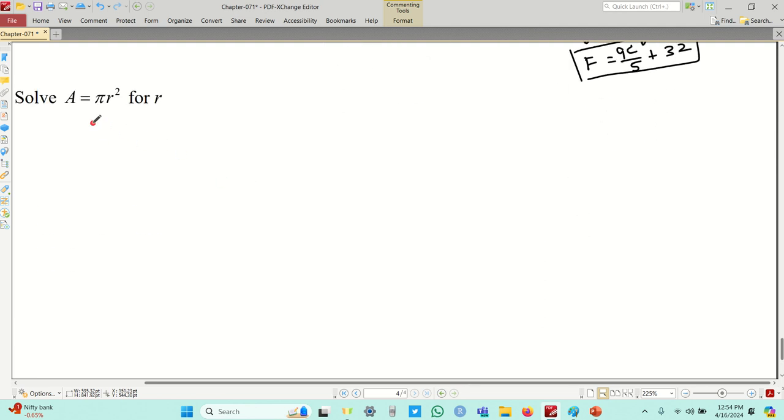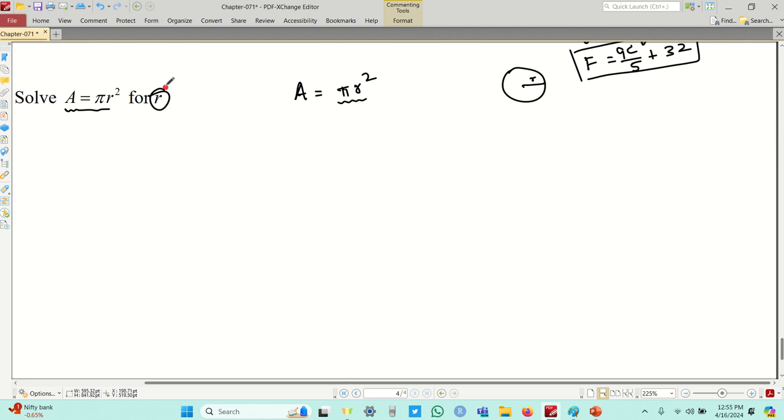Now look at this question. This is the last question in this video. A is equal to pi r square. For what value we need to solve? R. So what is the formula? The formula is A is equal to pi r power 2. You studied this formula in class 12. So r is the radius and A is the area of a circle. If this is r, then how to calculate the area? Pi r square. This is the formula for calculating area.